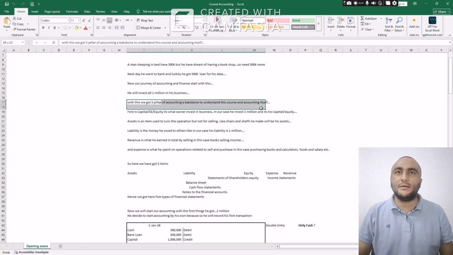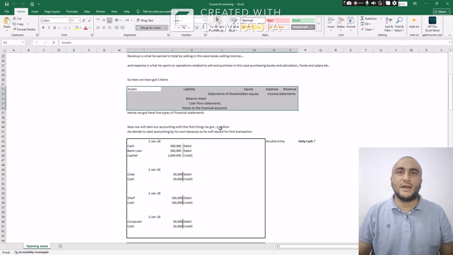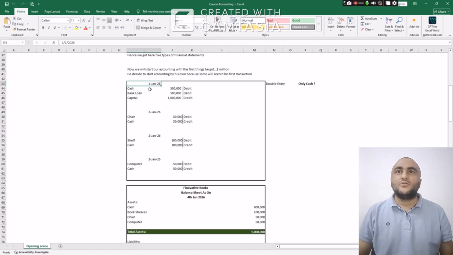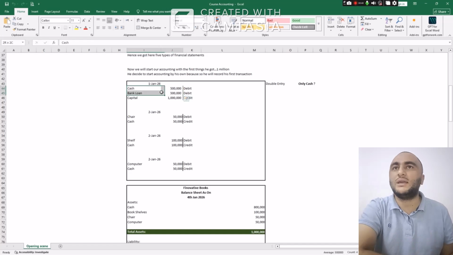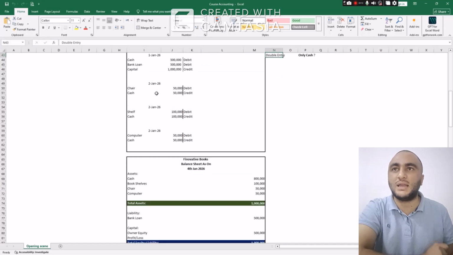Then we explained to you about the 5 pillars of accounting, how important these 5 pillars are, and then we explained about the 5 types of financial statements. So on the first day, the entry will look like this. I want to do a quick review of what we have done till now. So cash and bank was debited, bank loan was credited with 1 million, and capital was credited with 1 million. This we call double entry, because if we write only cash 1 million, where it comes from, where it will go, we don't know. We cannot keep track of the transactions. So double entry will make sure we keep an audit trail of everything.